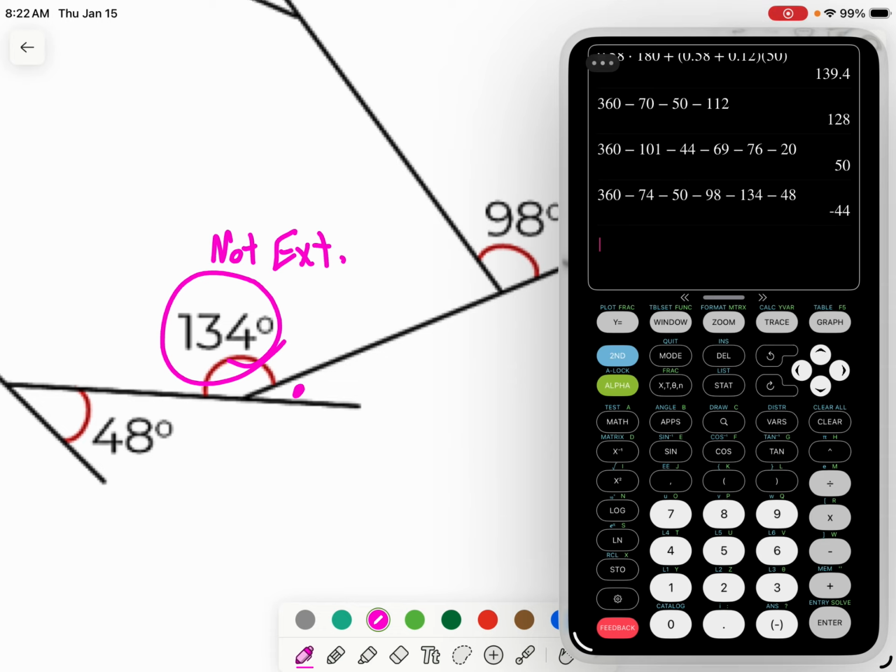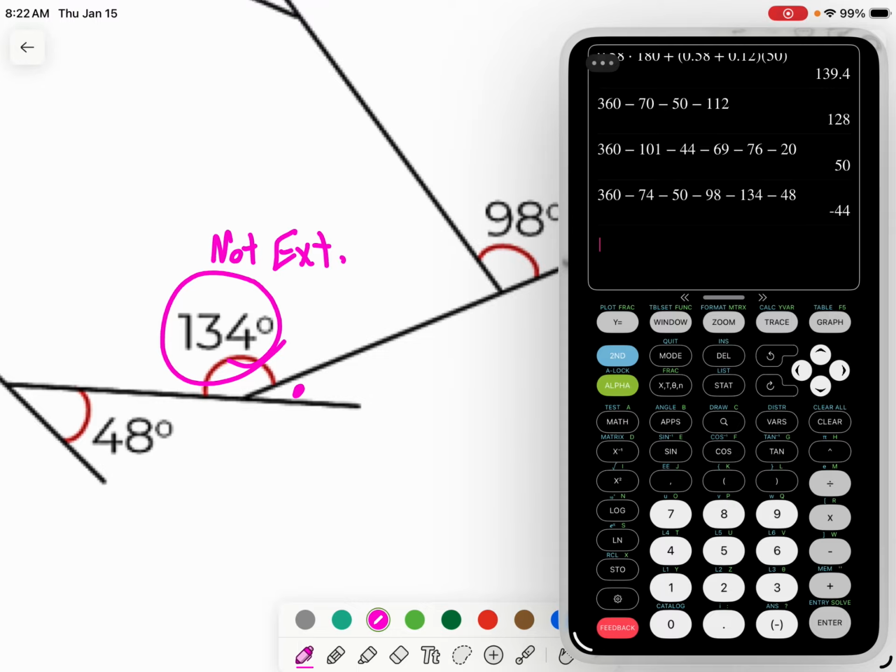The exterior angle's out here. So how do I get that exterior angle? Well, I know that my interior and my exterior angle combine to give 180 degrees. They are a linear pair. So I got 134 degrees plus whatever that is.